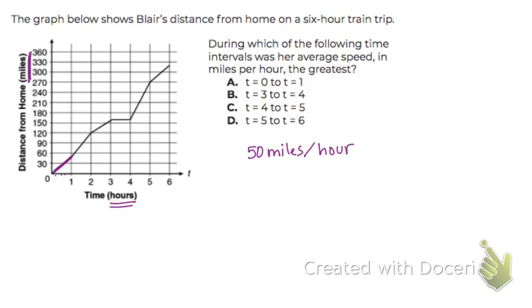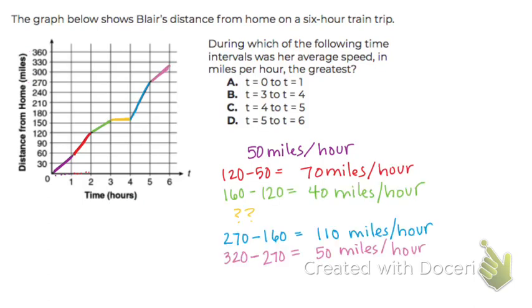Let's do another. How about this one here? So this one went from 50 to 120. So let's just subtract those and see we went 70 miles. And then what's the change in hours? 1 again. So 70 miles per hour.